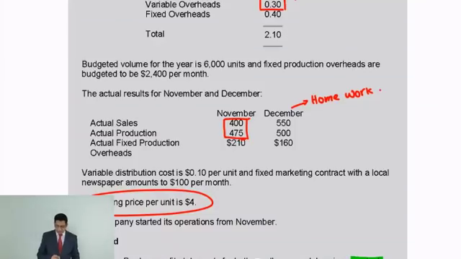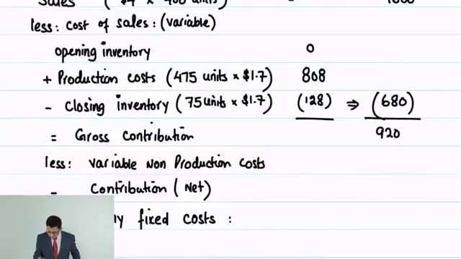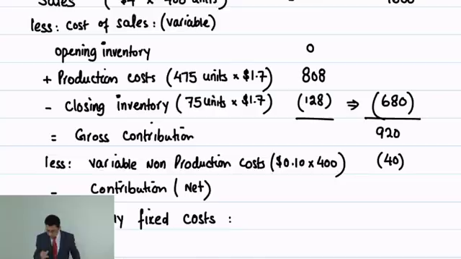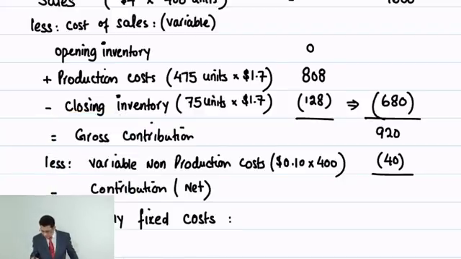Now we are looking at variable non-production costs, which are just here. If I can show you, variable distribution cost is 0.1, 10 cents per unit. And 400 units were sold, so it amounts to $40, and we end up with net contribution. So 920 minus 40, we get 880 as net contribution.